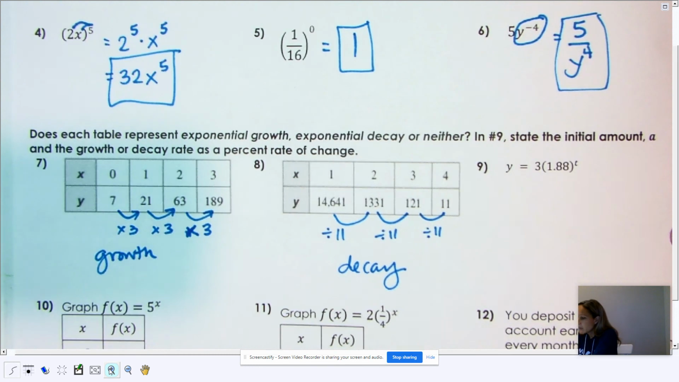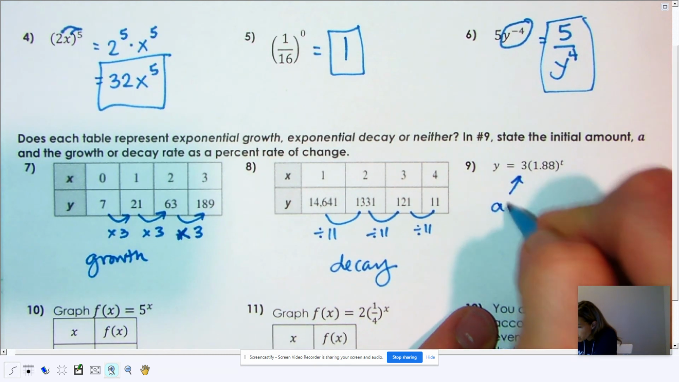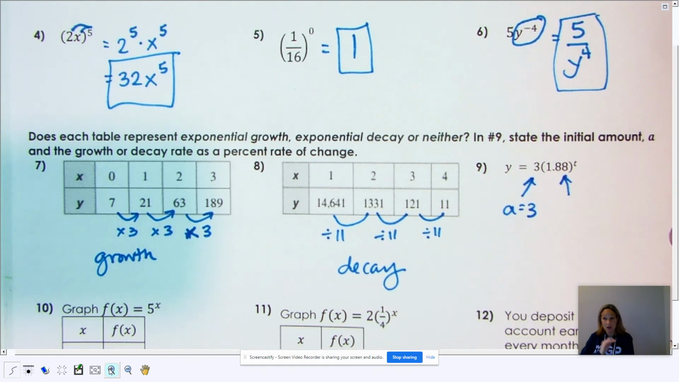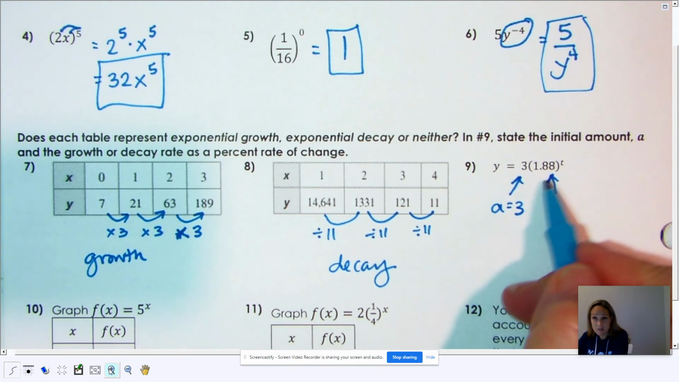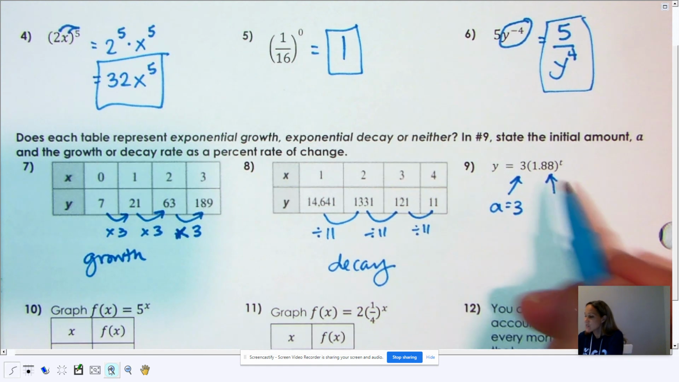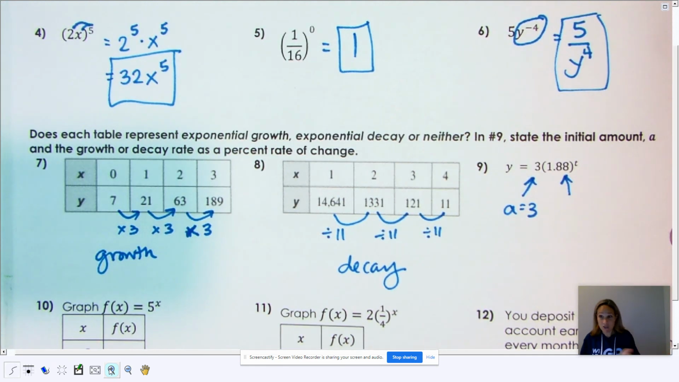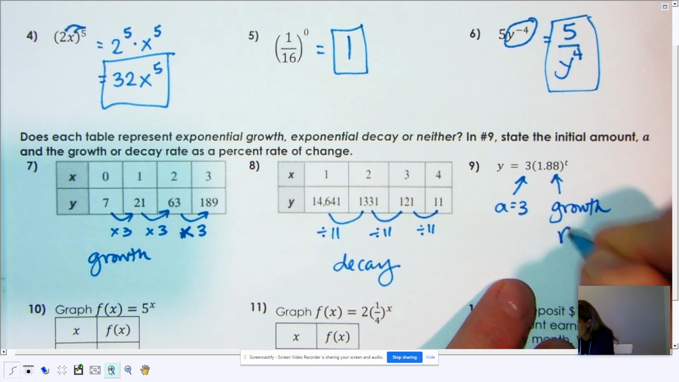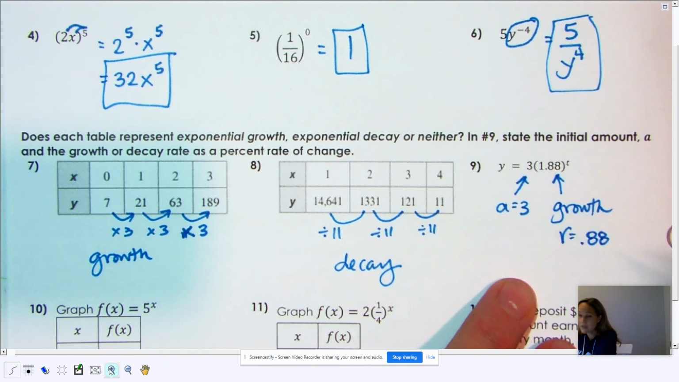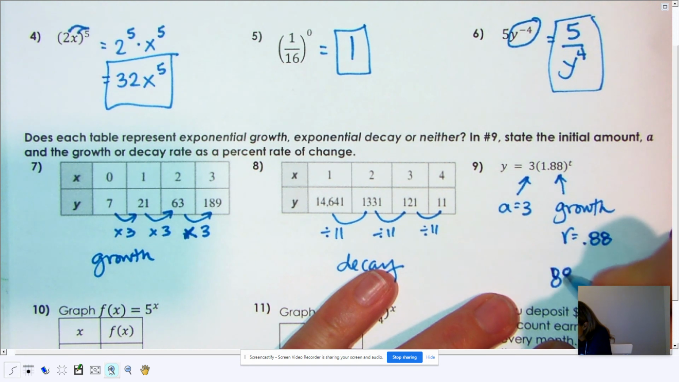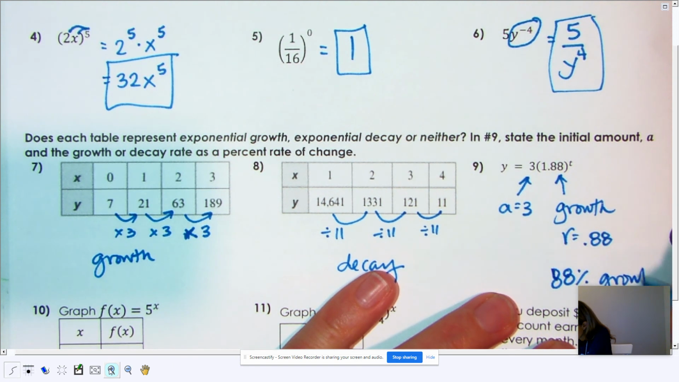Looking at number 9, our initial amount, A, would be 3. This one, because it is greater than 1, we're always comparing to 100%. If I wrote this as a decimal, or sorry, it is a decimal. If I wrote this as a percent, it would be 188%. So I would say, well, that's definitely above 100%. So this is growth. And I'd say, well, how much is it above 100%? It is 88% above, so you could write 88% growth. Okay, number 10.